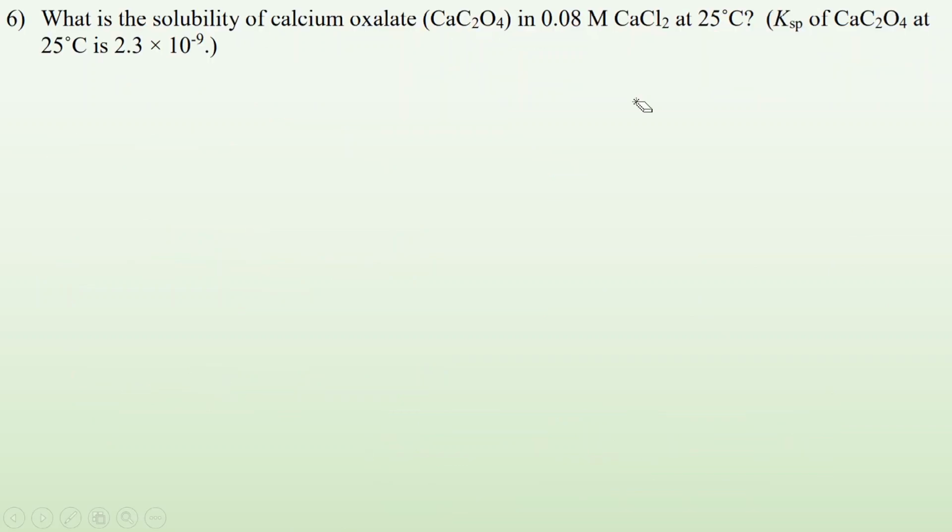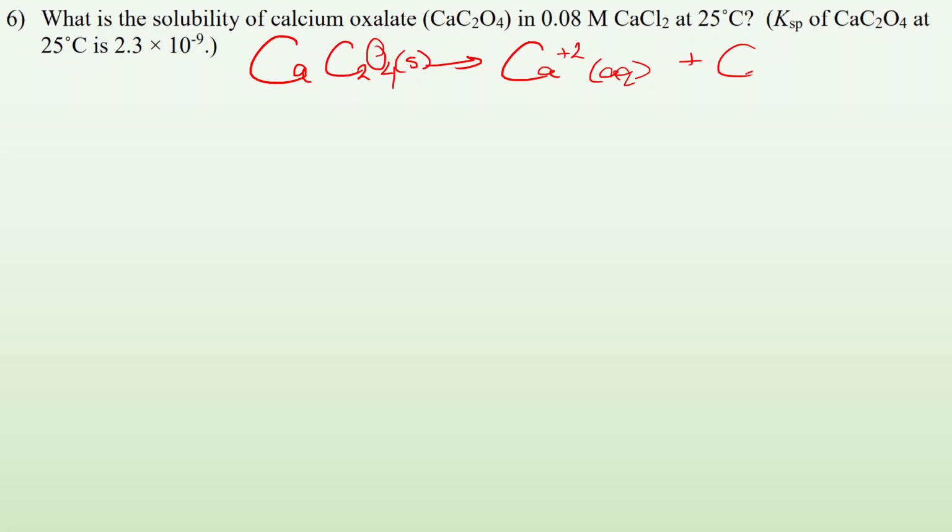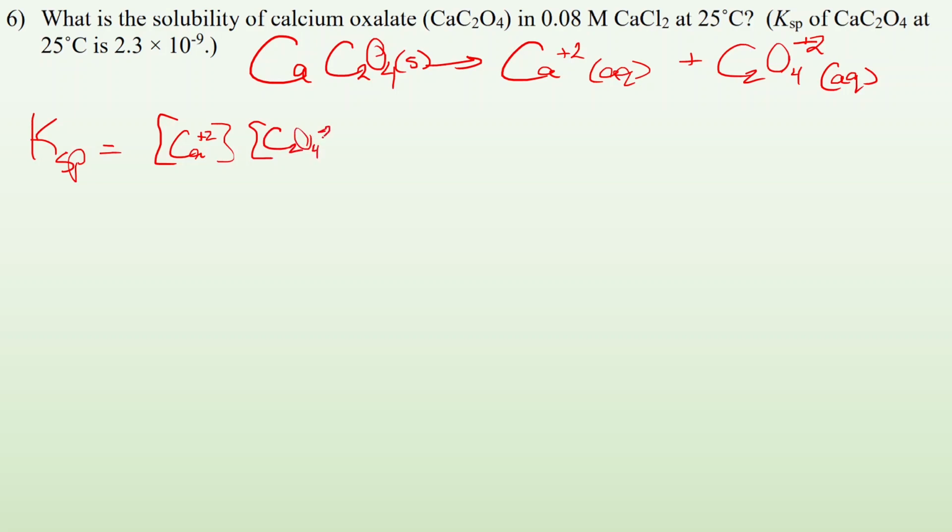Number 6. What is the solubility of calcium oxalate in a 0.08 molar calcium chloride solution? And they give us the Ksp. So first step, write out what's actually happened. I'm starting with CaC2O4, a solid, and it's dissolving to give me Ca2+ in an aqueous state, plus C2O4 2- in an aqueous state. So my Ksp expression is simply the concentration of the calcium 2+ ion times the concentration of the oxalate, C2O4 2-.